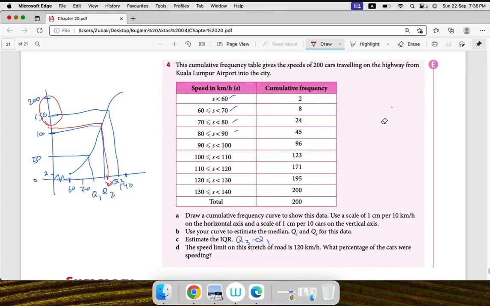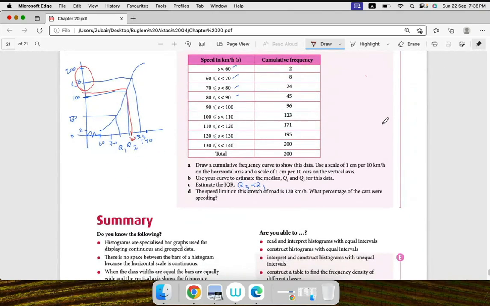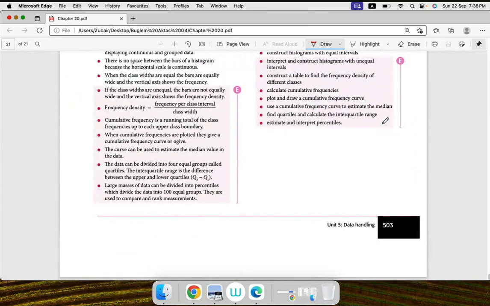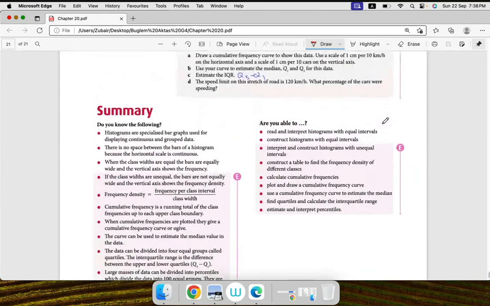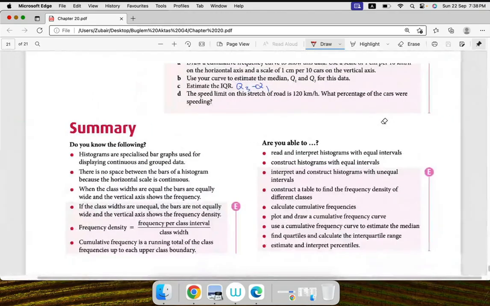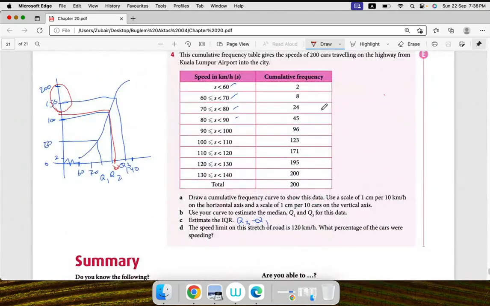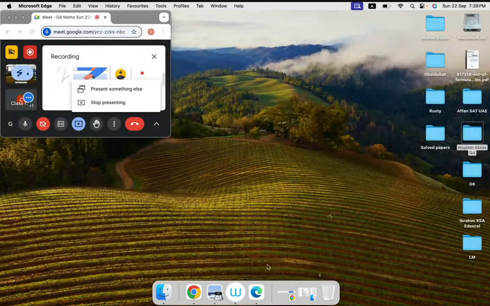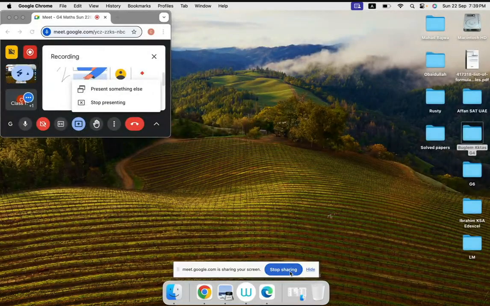Any doubt in understanding the question? No. It's just the 120 and above. Yes. Okay. I'll open up some more practice questions. Give me a second.